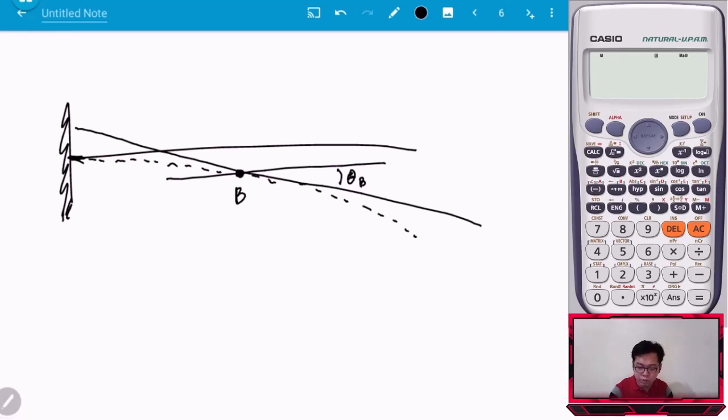Bakit? Kasi alam mo na kung ano yung slope doon. Ano ulit yung slope dito sa fixed end? Di ba 0? Therefore, kung 0 ang slope niyan, meaning yung tangent niyan is horizontal. So if this is the tangent at A, okay, ito. Ito yung tangent sa B, yan. Tangent sa B.